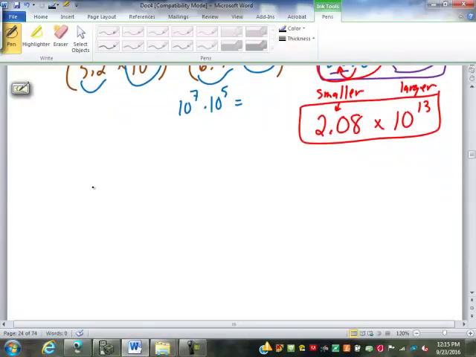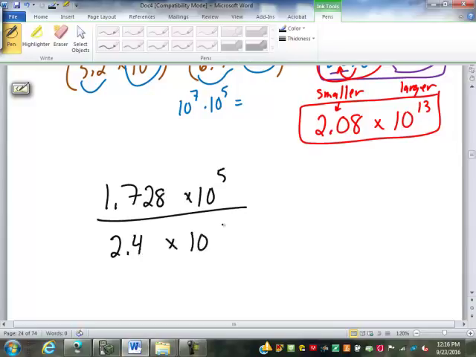If I'm dividing, let's actually do this: 1.728 times 10 to the 5th divided by 2.4 times 10 to the 12th. Do I need the same name? No. Multiplying and dividing don't need the same name. So I am going to divide 1.728 divided by 2.4, which is going to give us 0.72, correct?